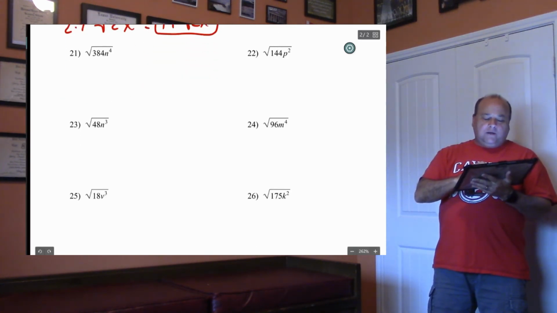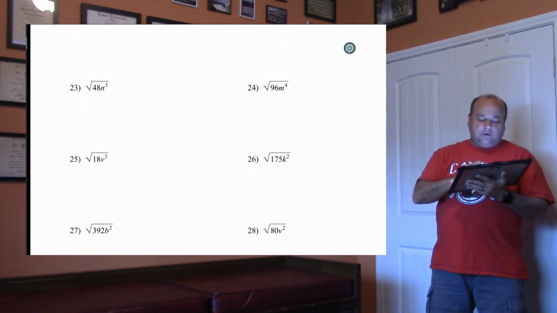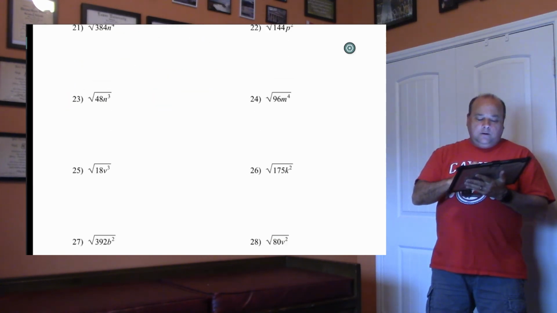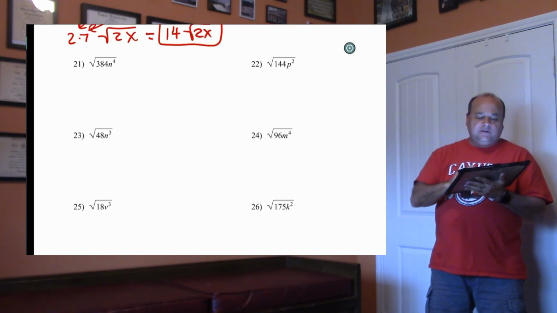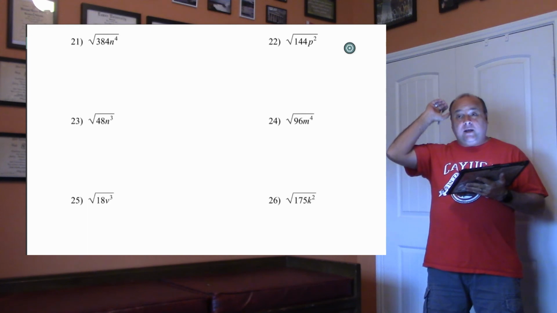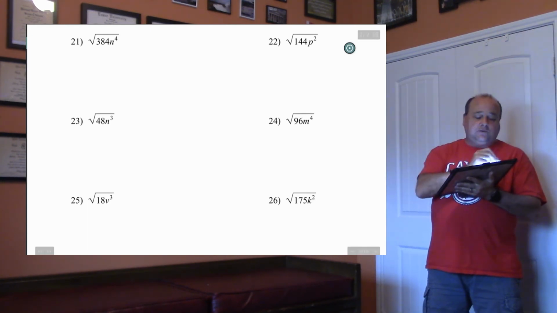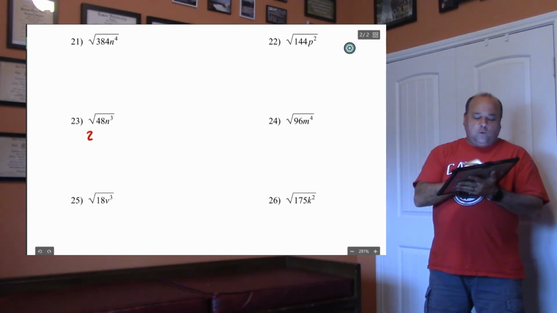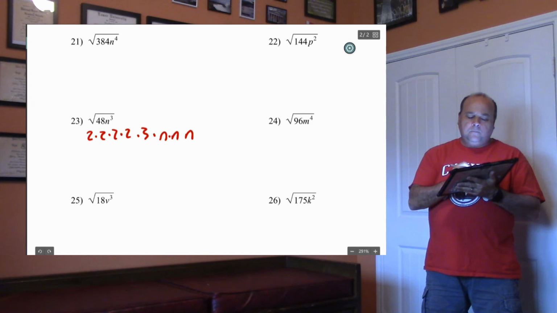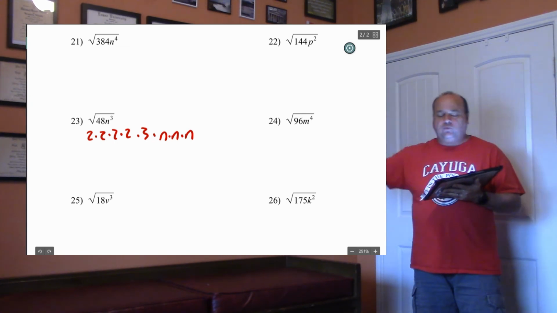And let's go to 23. I'm going to finish up with 23, and then let you do the rest. So on 23, we got 48. 48 is 2 to the 4 times 3. So we're going to have 4 2s, a 3, and then 3 n's. Okay? So you want to prime factor it all, so write it all out.